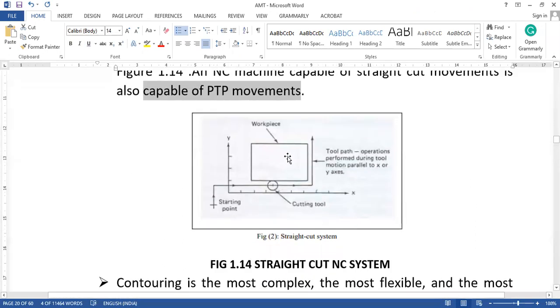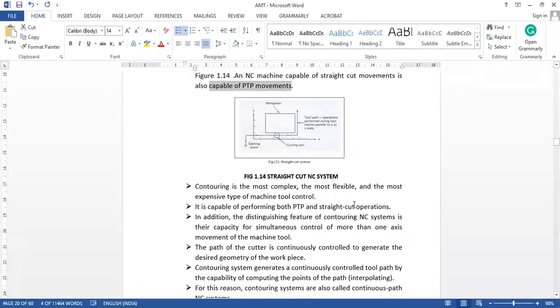So here in this figure, this is the straight cut system. This is the starting point and this is the cutting tool path. Here the tool path operations are performed during tool motion either parallel to the x-axis or parallel to the y-axis. That is the straight cut movement, the straight cut NC system. That is the second type.